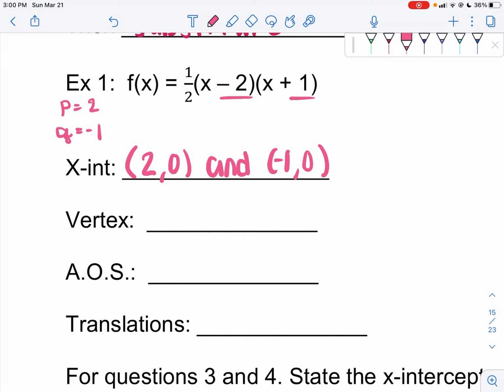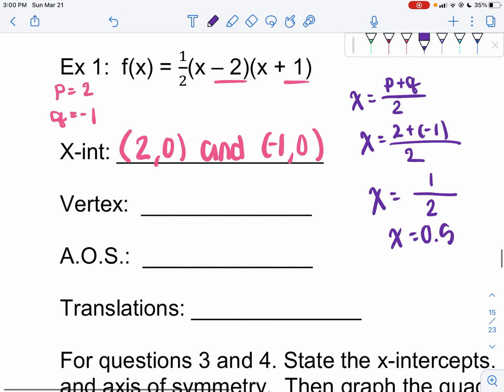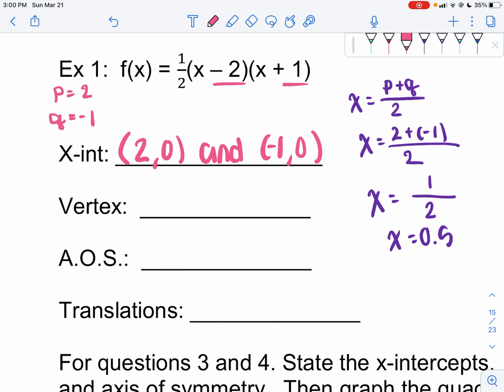So to find the x value of the vertex, we're going to take p plus q divided by 2. So x equals 2 plus negative 1 divided by 2. If we simplify that numerator there, we have 1 over 2. So I'm going to write that as a decimal, 0.5.